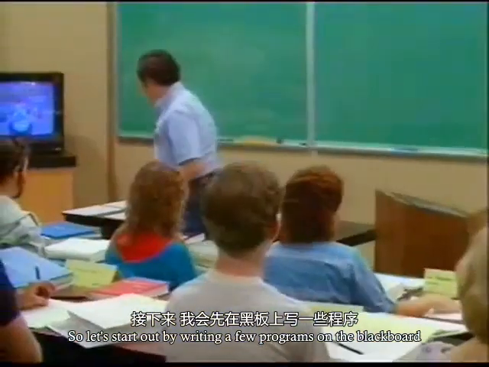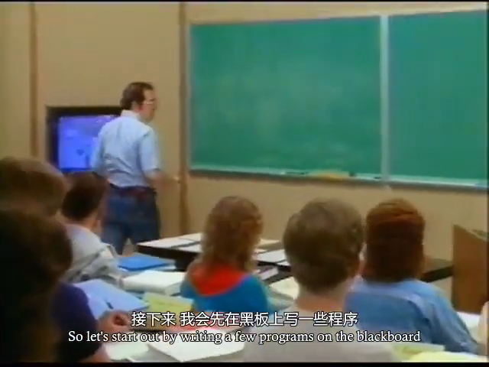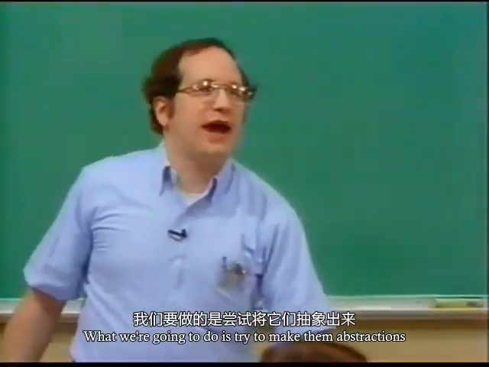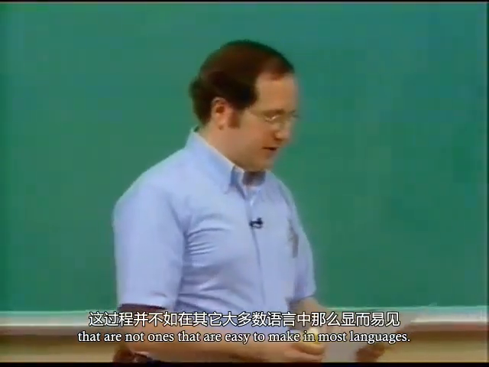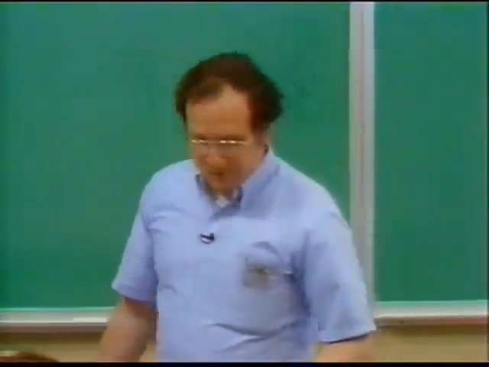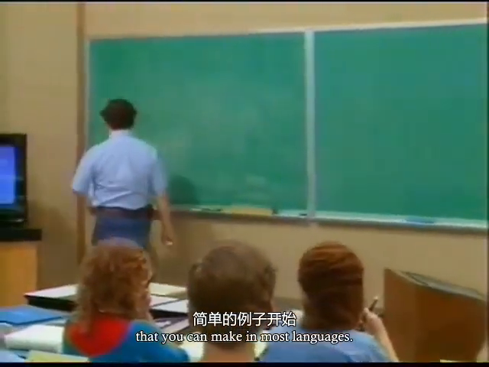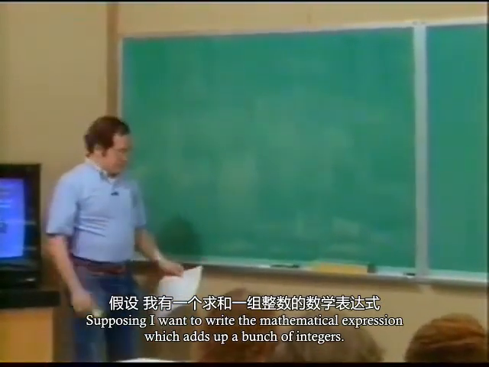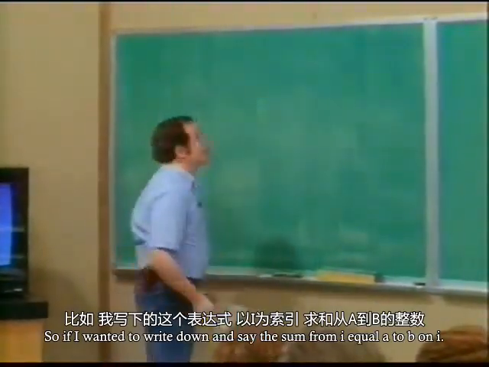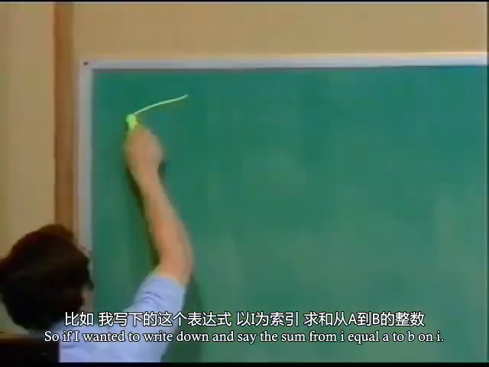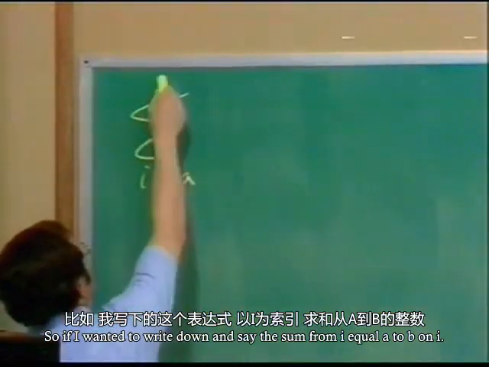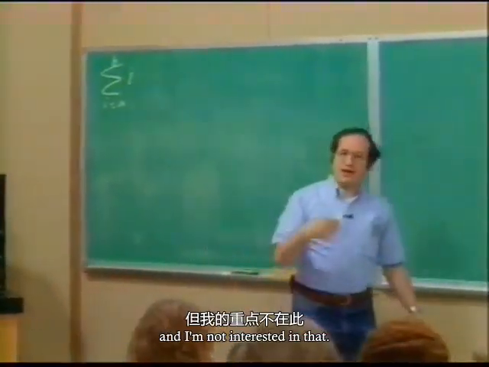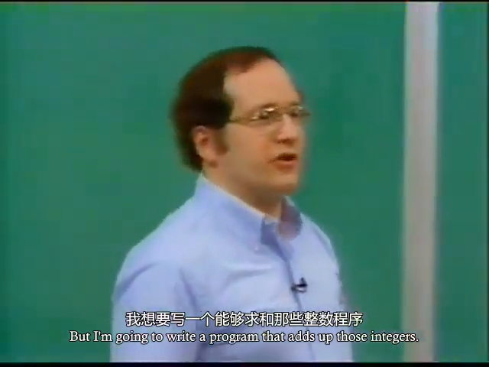So, let's start out by writing a few programs on the blackboard that have a lot in common with each other. What we're going to do is try to make some abstractions that are not easy to make in most languages. We'll start with some very simple ones that you can make in most languages. Supposing I want to write the mathematical expression which adds up a bunch of integers. So if I wanted to write down, say, the sum from I equal A to B of I. Now you know that that's an easy thing to compute a closed form for, and I'm not interested in that, but I'm going to write a program that adds up those integers.